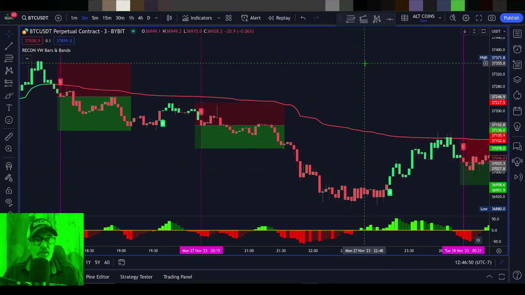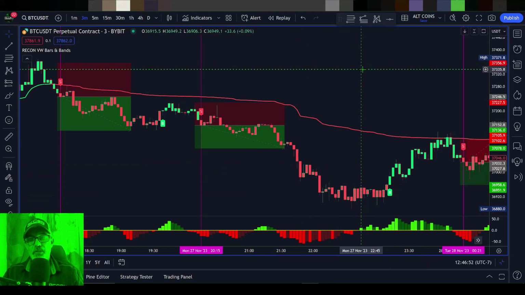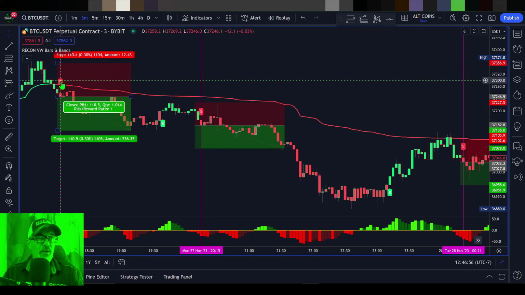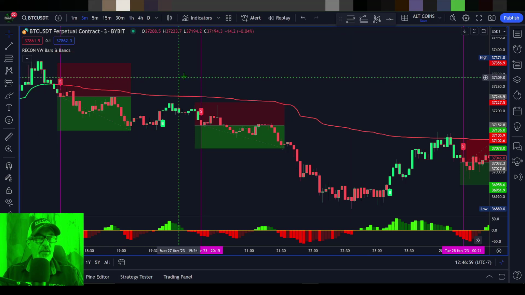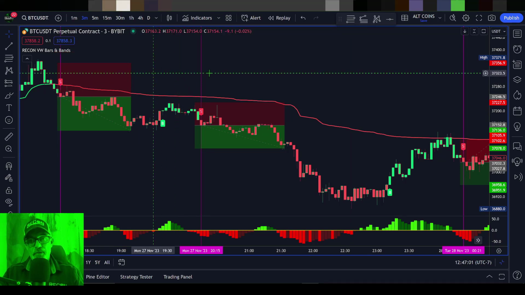Alright, so that's enough jaw-jacking on the settings. Let's take a look at a few of the trades and how they would have played out. Now, the first one, we get the sell order right here. And for me, on this particular strategy, I'm looking at a 1-to-1 risk versus reward ratio. So I need to be right about 50% of the time.